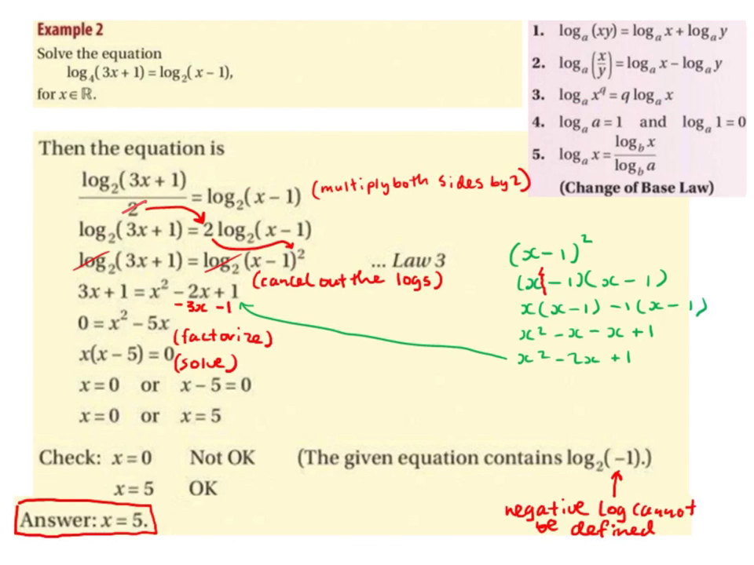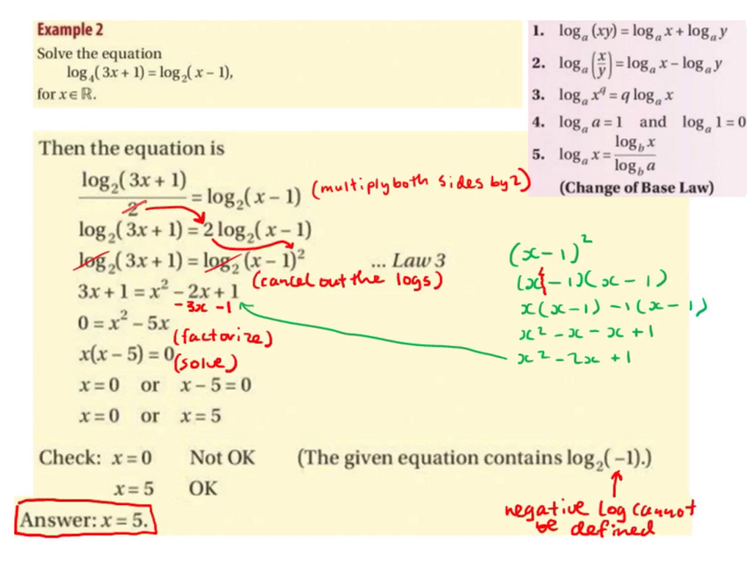Since I have log base 2 on either side, I can just cancel out the logs. I can only do that because they have the same base. Then I can equate whatever is left. So I've got 3x plus 1 on the left hand side of my equal sign, bring down the equals. And then I have x minus 1 squared on the right hand side, which I'm going to work out over here. X minus 1 squared means x minus 1 multiplied by x minus 1.